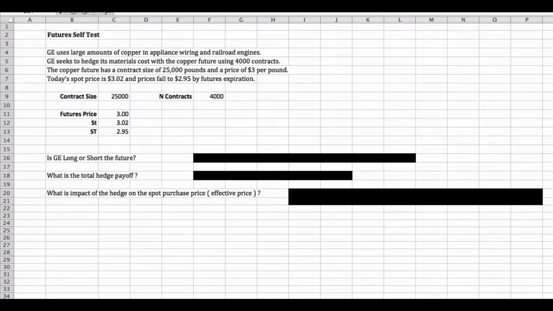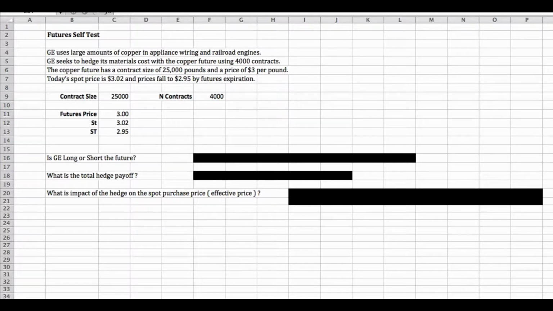Here's a futures problem you can try and see if you get the answer that I get. This is GE. They use a large amount of copper, making appliances, railroad locomotive engines, all sorts of things. And if they wanted to hedge, let's just assume they're going to use 4,000 contracts and a copper future, and the future's trading at $3 per pound.